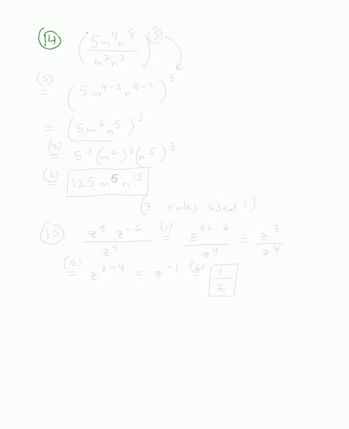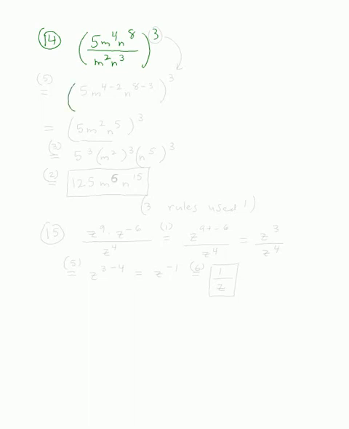This is going to be a harder one. We have 5 m to the 4th n to the 8th over m squared n cubed, all cubed. Now, there are many ways of doing this problem. What I'm going to do is the parentheses first, though. In other words, I have this 5m to the 4th n to the 8th, and I'm dividing it by m squared n cubed. To do this, I can actually use the quotient rule to simplify.